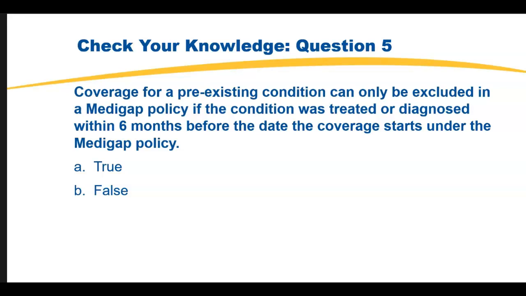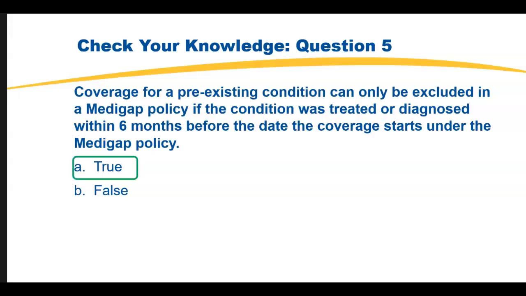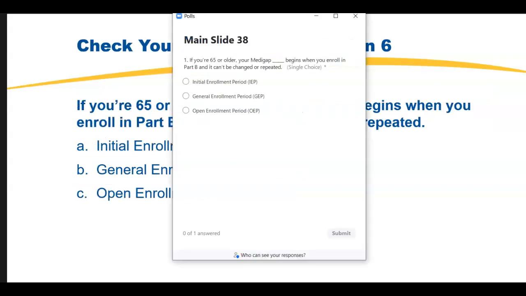Okay. We have one more. Check your knowledge. And this one is, if you are 65 or older, your Medigap initial enrollment period, general enrollment period, or open enrollment period begins when you enroll in Part B, and it can't be changed or repeated. So make the choice. Is it IEP, GEP, or OEP?